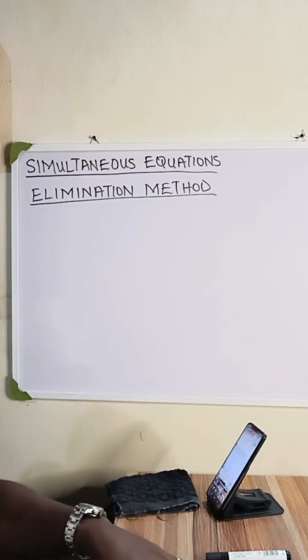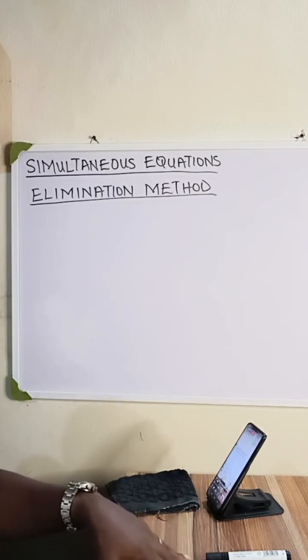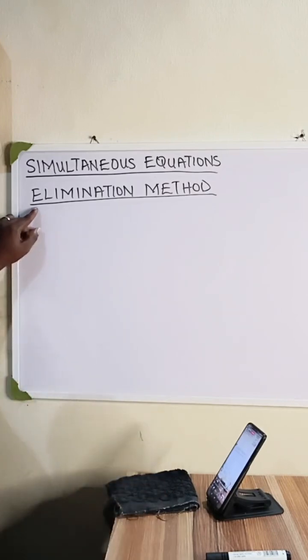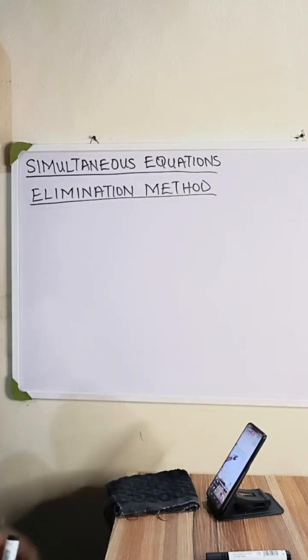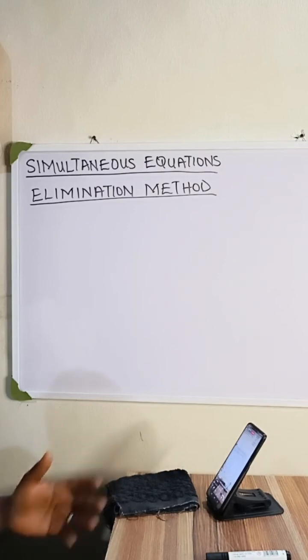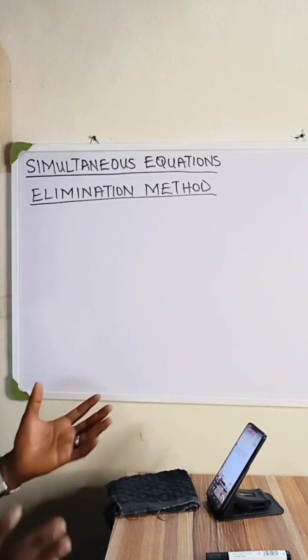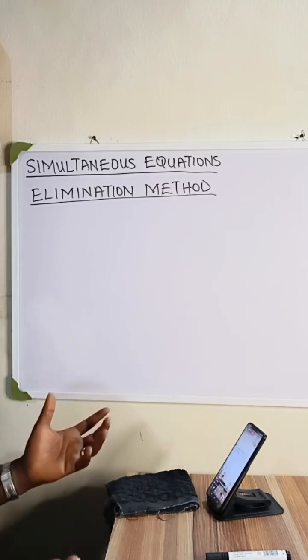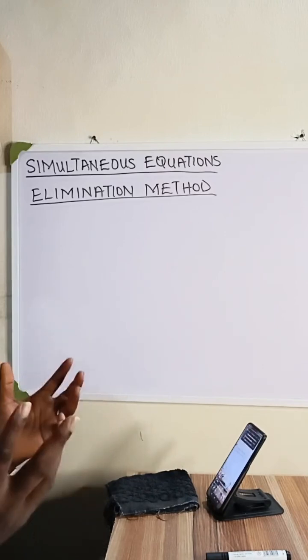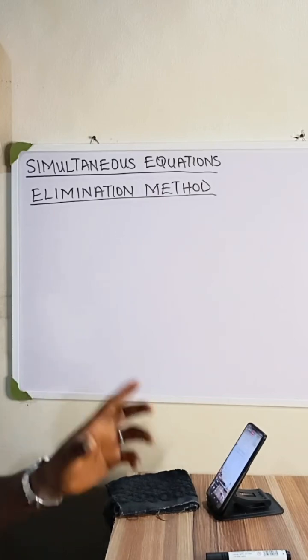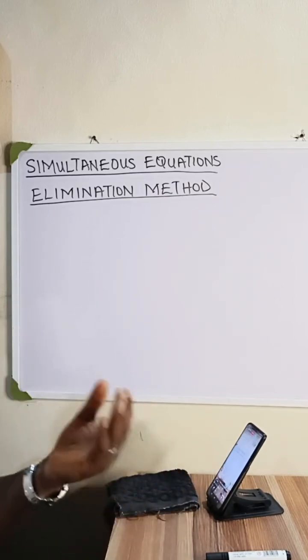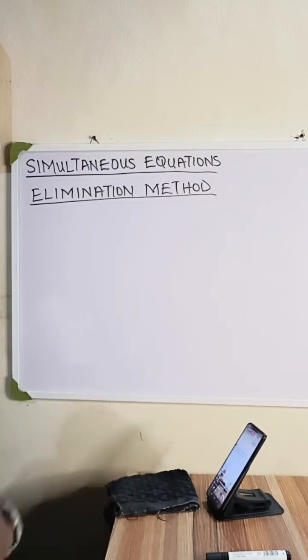Okay, so how do we solve simultaneous equations using the elimination method? The first thing we need to know about the elimination method is to consider the word elimination. Eliminate means to cancel out. Eliminate means to make something disappear, to make something not exist anymore. So the elimination method simply means we are going to make one of the two variables disappear in order to find the value of the other variable.